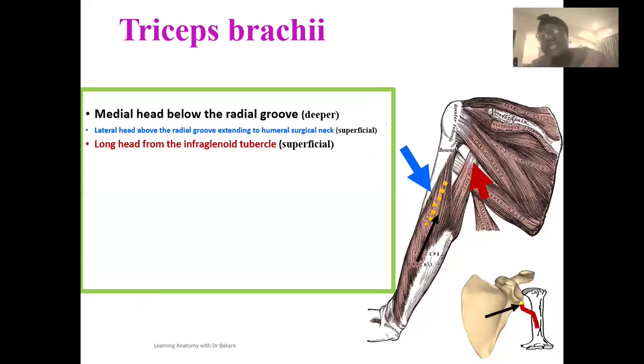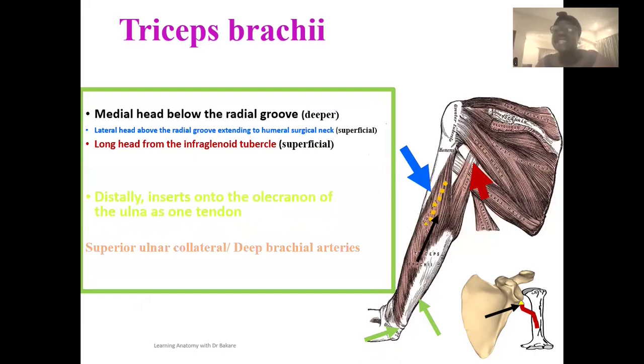After the emergence of the different heads, which include the medial, the lateral, and the long heads, they are finally seen to unite to form a common tendon at this point that is arrowed here in green. And this common tendon is then seen to insert on the olecranon process of the ulna. The triceps brachii muscle is supplied by the superior ulnar collateral artery and also the deep brachial artery, emerging from the brachial artery, and it is innervated by the radial nerve.